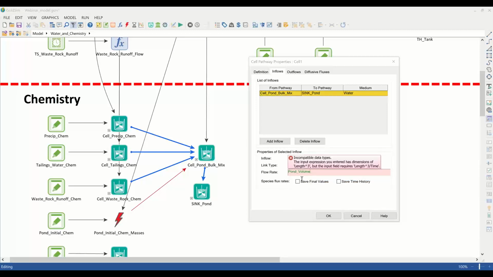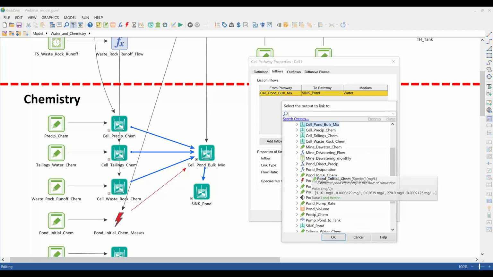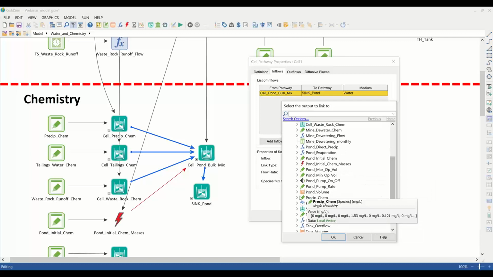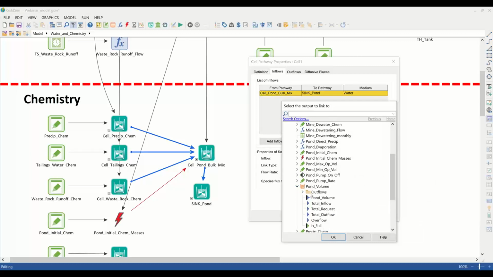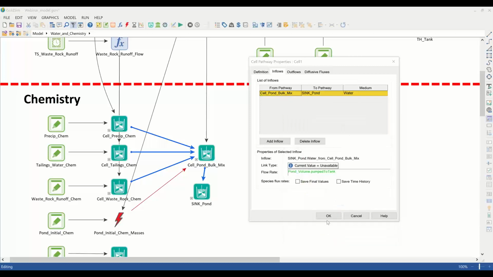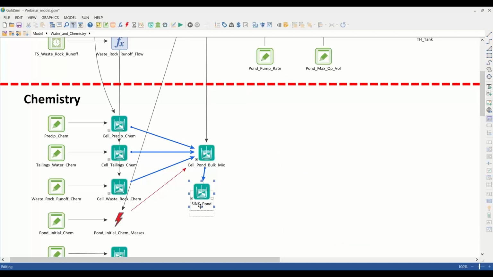So you can find that if you put in pond volume, put in a period, and then you can find its outflow. Of course, you can do the same thing by going to insert link, and if I find that pool element named pond volume, I can click on the outflows and select pump to tank. What this will do is send the chemical mass that would be going to the tank into this sink so that it goes out of our system.